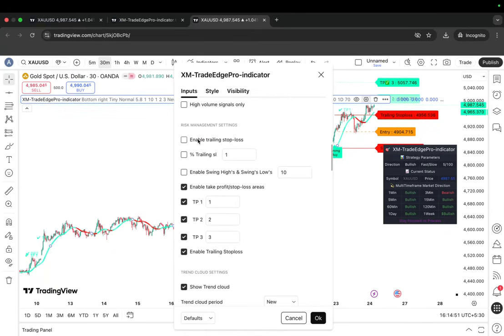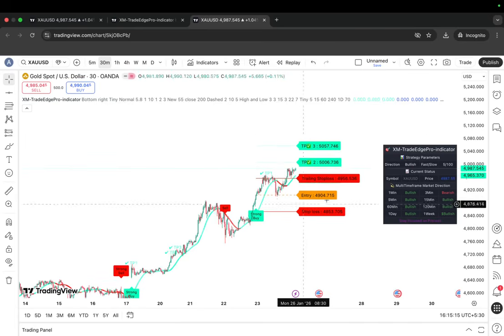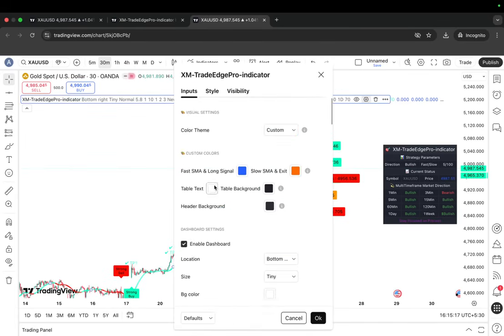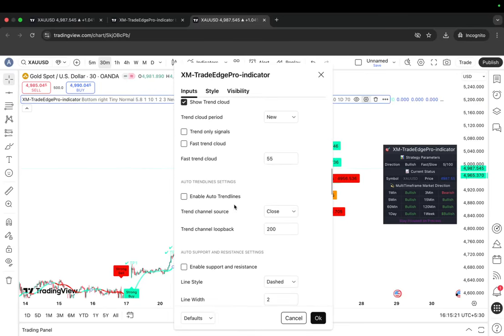there is no problem. Enable trailing stop loss. You can also enable it, like it's already enabled in your tool. You can change the percentage value of the trailing stop loss and so on. And here, you don't have to do anything. Just enable the take profit and stop loss area, so that will represent this whole setup over here. Now let's go to the bottom. You don't have to do all these things.